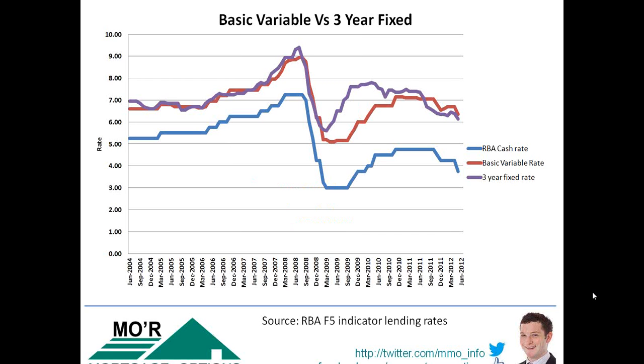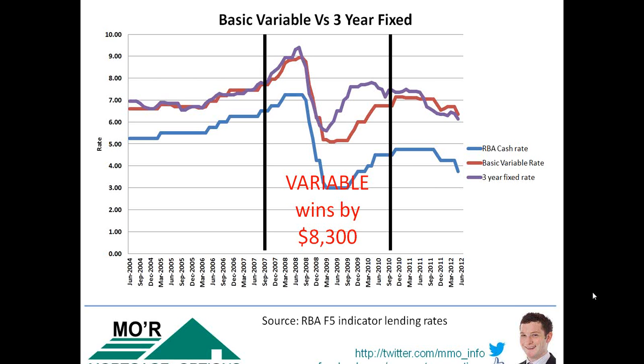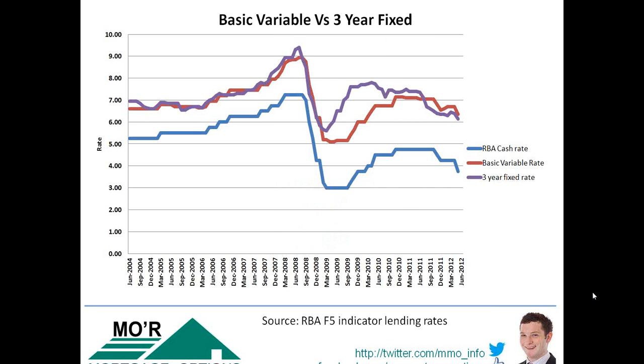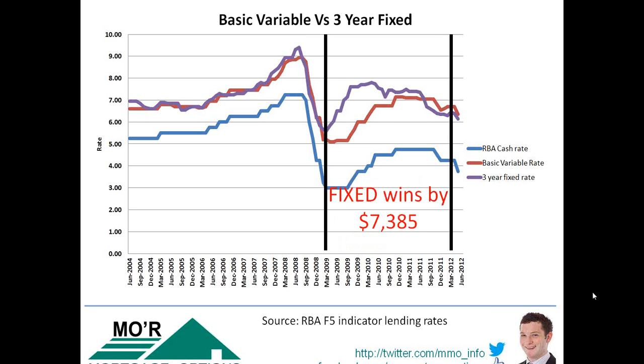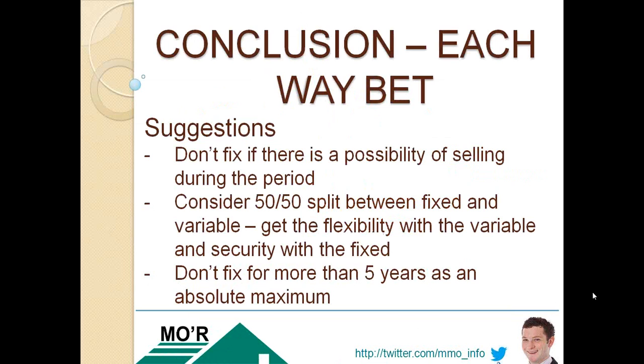Okay, so this is an interesting one. I hope this one here, variable. So shortly after, variable wins by 8,300. Now, if you fixed here, you'd be kicking yourself. So this is June 08. If you fixed at June 08 for 3 years, it would have cost you $25,000. Now, if you realise that the rates had come down, you saw a bit of value at this point in time, and you fixed, and that was in March 2009, that would have been a good win, about over $7,000. You would have been better off.